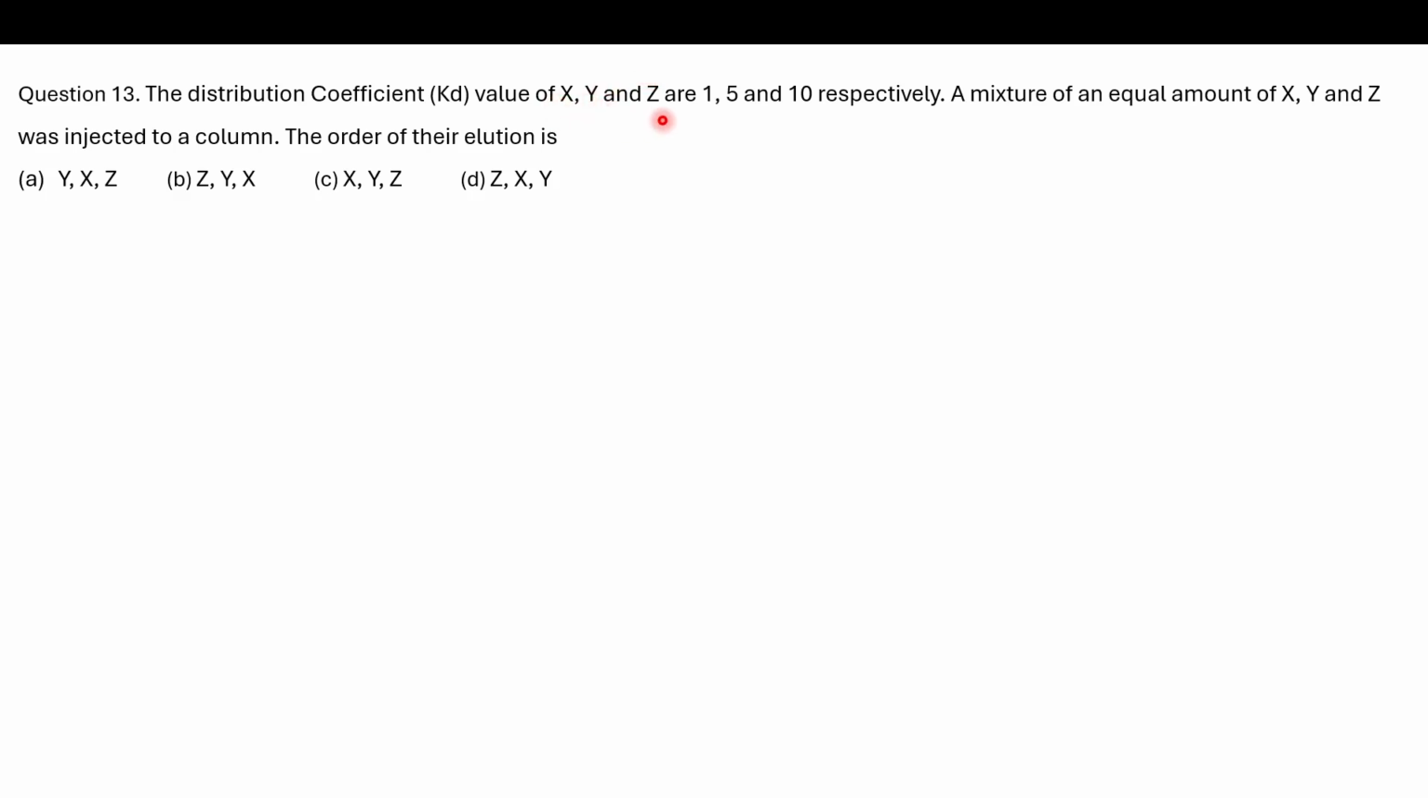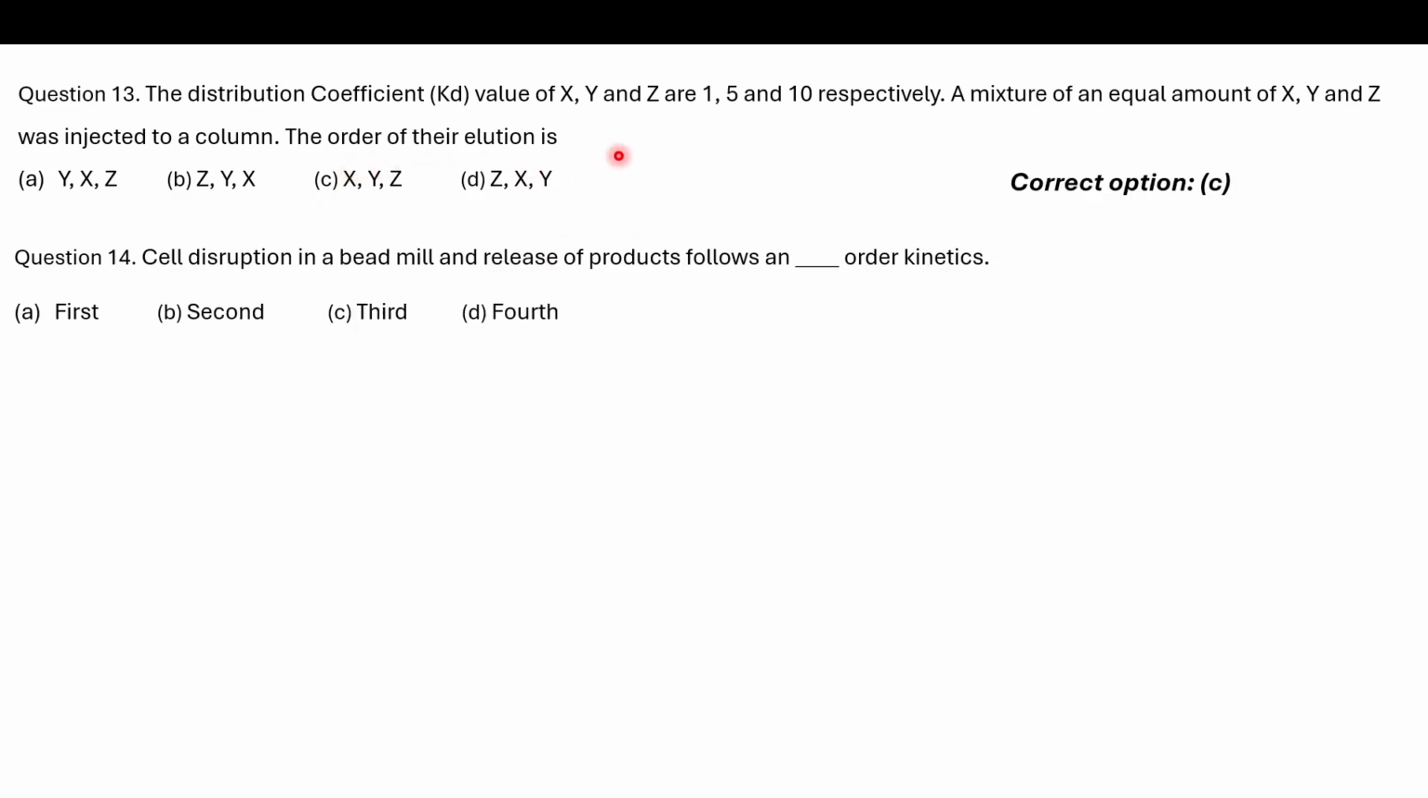Okay. So 1, 5, 10. In the same order, the one with the lowest KD will elute out first. So the order of the elution will be 1, 5, and 10 respectively, right? So it will be option C, X, Y, Z.